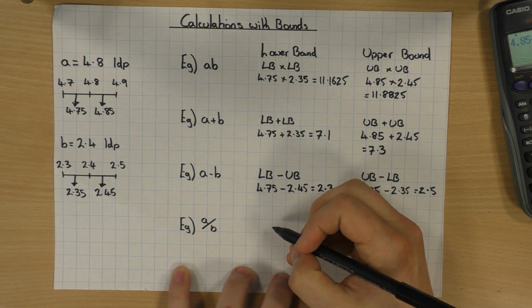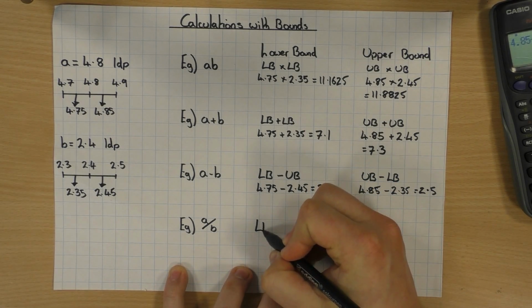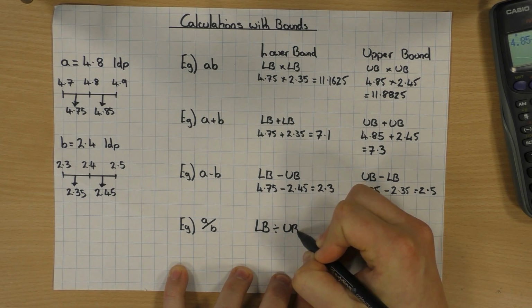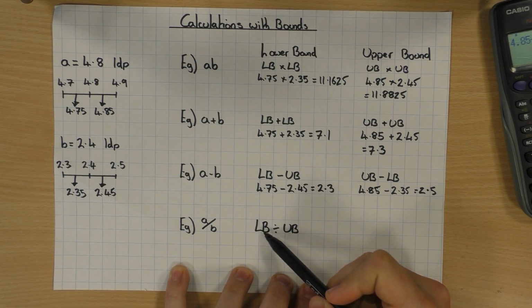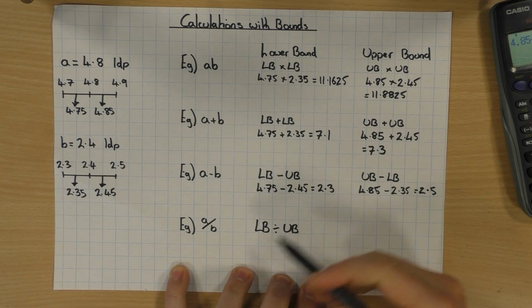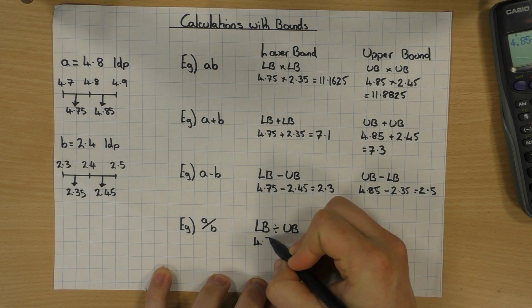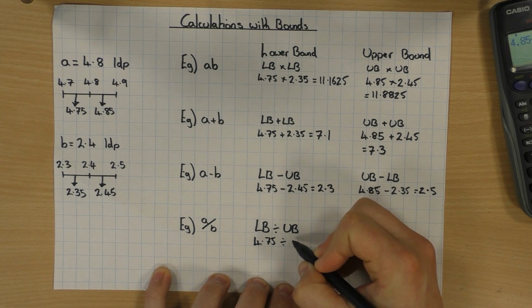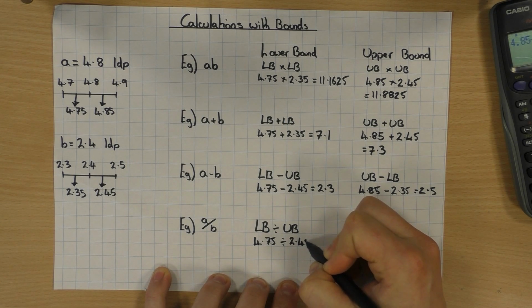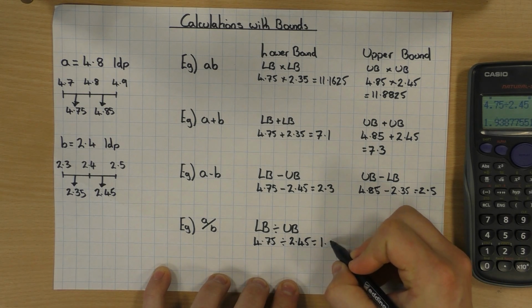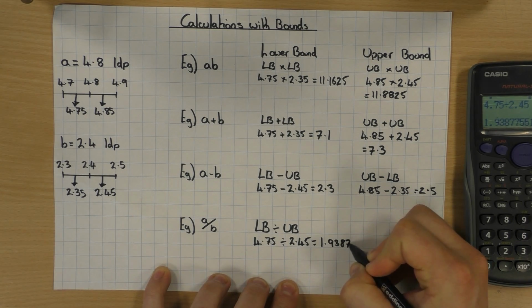If you want to get the smallest possible value, you need to have the smallest value first, then you can divide by the biggest value. Okay, because this number will go into this number, so this number is as big as possible. Your overall answer will be smaller. Okay, so lower bound for A was 4.75. I'm going to divide that by the upper bound for B, which was 2.45. So let's have a look at that. 4.75 divided by 2.45. Ooh, that's a horrible number. 1.9387, and it keeps going.